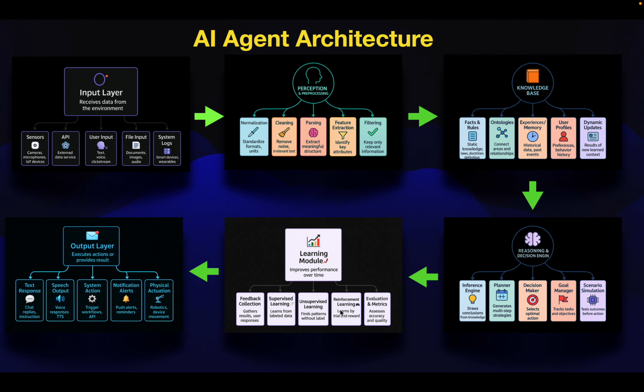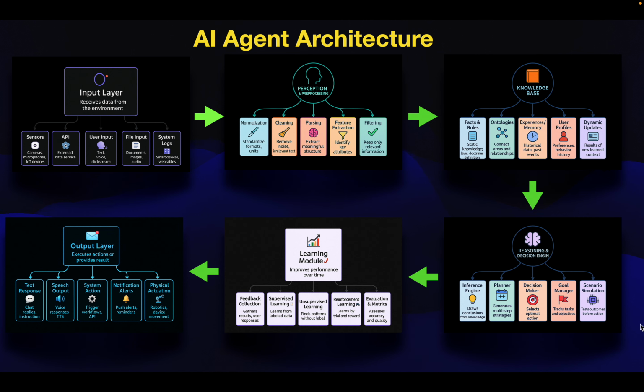Fifth, we have the output layer, which is taking the action. Once the agent has made a decision, it acts via the output layer: a text response, speech output, system actions, notifications, alerts, or physical actuation. These are the things we have in our output layer.